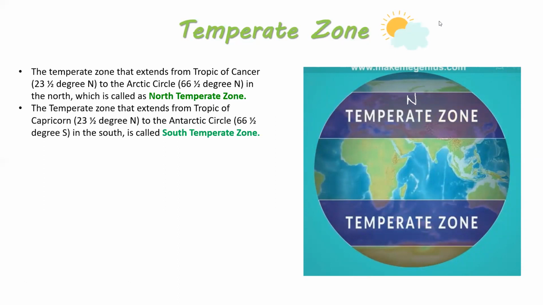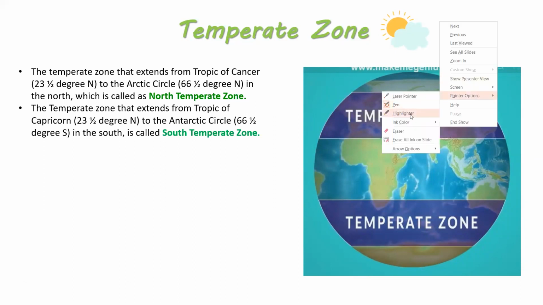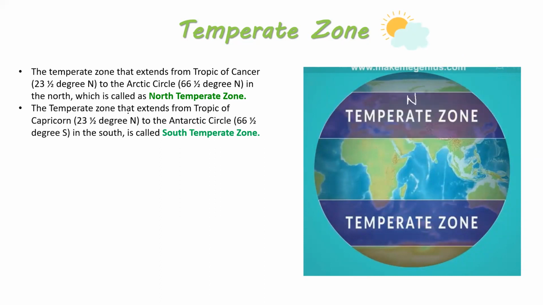Okay, children, I may have made a mistake here. Wait, I'm changing it for you right now. I have written Tropic of Capricorn and I have written 23° N. It will not be N, it will be S, because Tropic of Capricorn lies in the southern hemisphere. All right. So the zone that extends from Tropic of Capricorn to the Antarctic Circle is the South Temperate Zone.